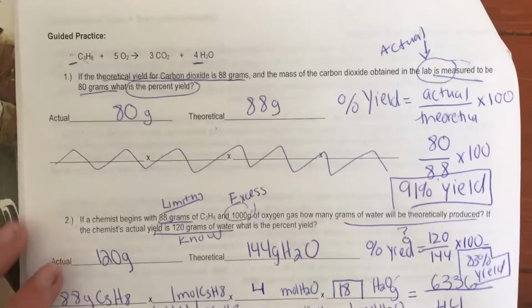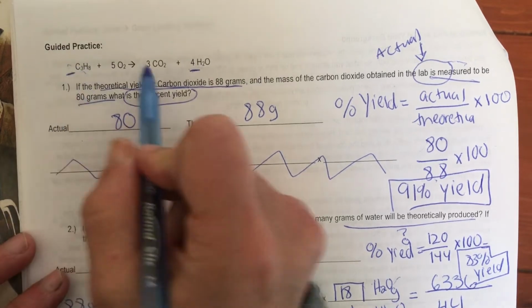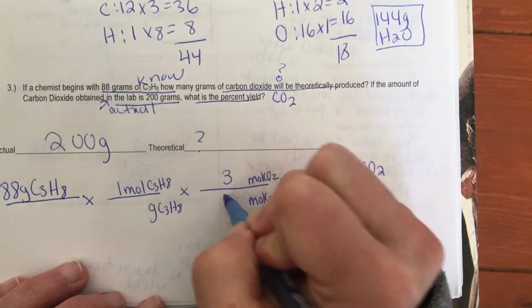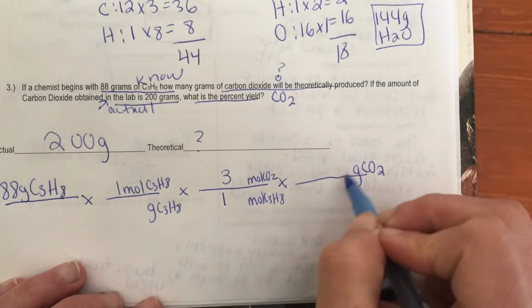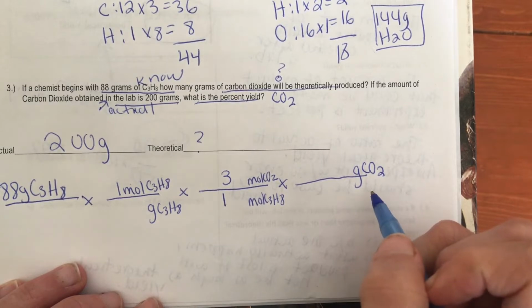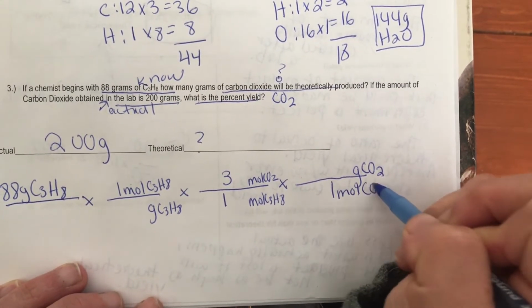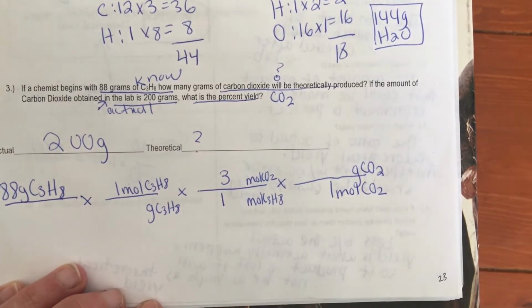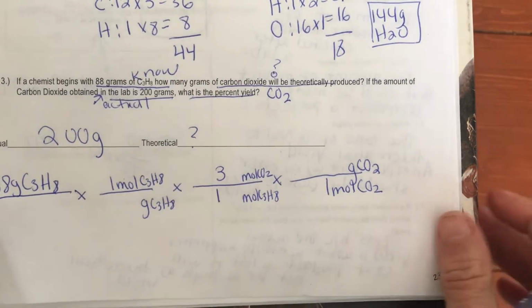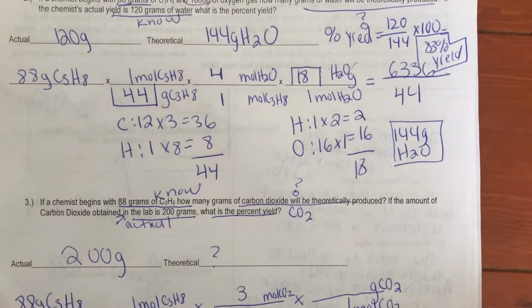So I go back to my equation. C3H8 has a 1 coefficient because nothing's written. CO2 has a 3. So that would be 3 over 1. And then at the very end, I'm going to find my molar mass of CO2, so that I will end in grams of CO2. Let's go ahead and fill in these molar masses. C3H8, we already found from the last problem, was 44 grams.